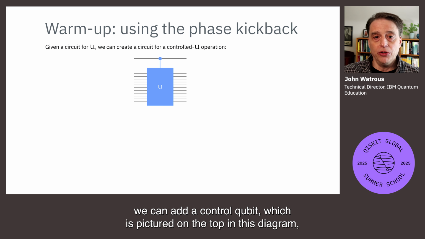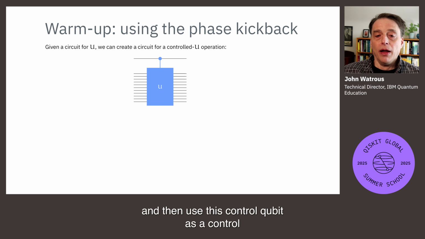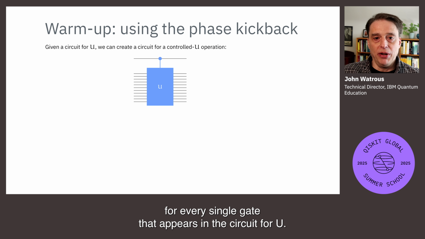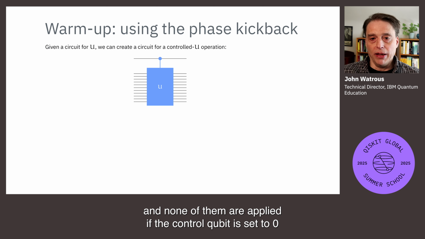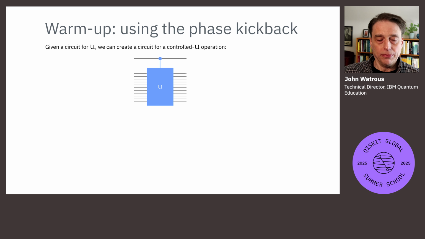What we can do is add a control qubit, which is pictured on the top in this diagram, and then use this control qubit as a control for every single gate that appears in the circuit for U. So all of the gates are applied if this control qubit is set to 1, and none of them are applied if the control qubit is set to 0.